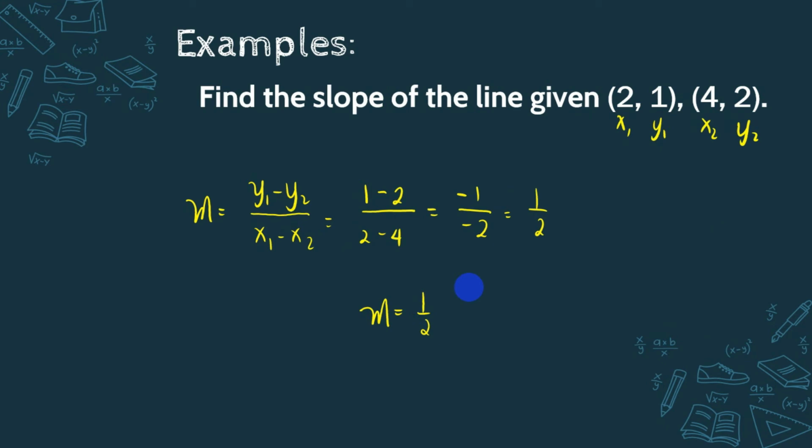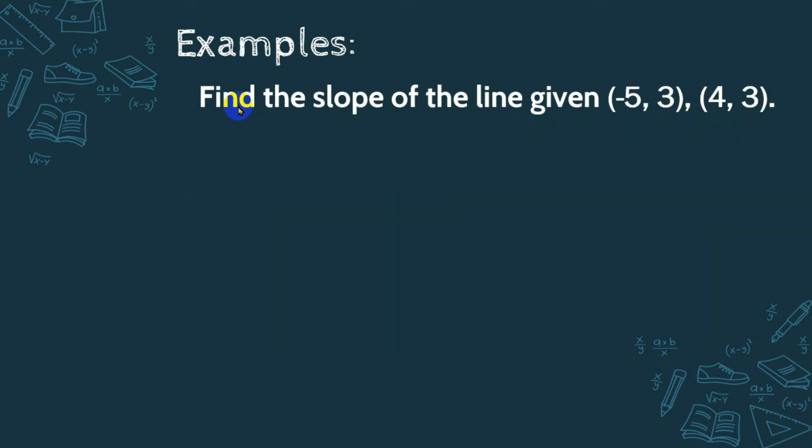Again, this is a line. The given are just 2 points. Let us have our final example. Find the slope of the line given (negative 5, 3) and (4, 3). So, let us again denote our x sub 1 and y sub 1, x sub 2, and y sub 2. Then, for our slope formula, again, y sub 1 minus y sub 2 over x sub 1 minus x sub 2. What is our y sub 1? We have positive 3. Minus y sub 2, we have positive 3.